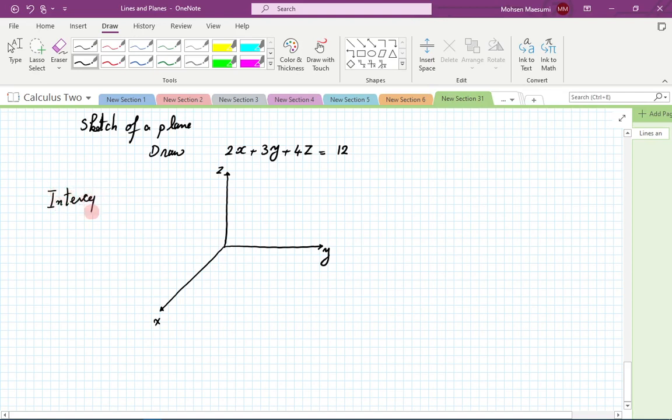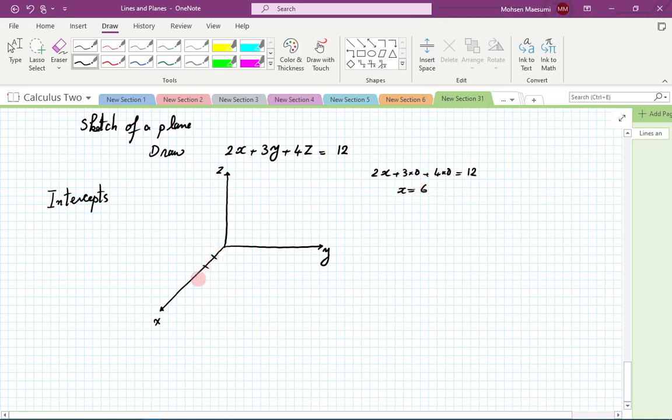Intercepts, well, the situation is more crowded. We have x-intercepts, y-intercepts, and z-intercepts. Suppose I want to find the x-intercept. That is, I'm right on this line. The question is, where would I be? Well, if I'm on this line, my y and z are 0. If my y and z are 0, I have 2x plus 3 times 0 plus 4 times 0 equal to 12. So of course my x has to be 6.